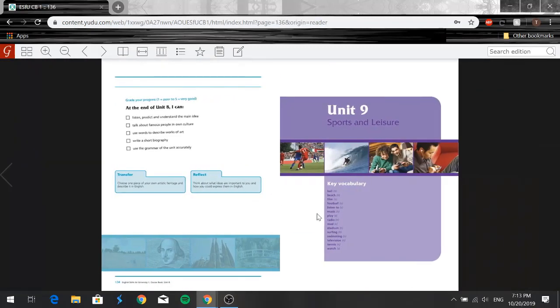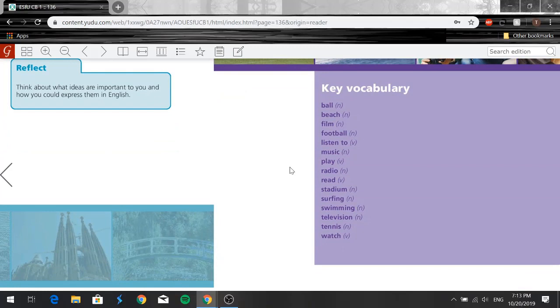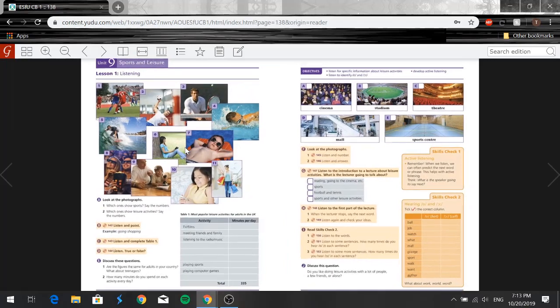So as always, we start with the key vocabulary, which is not much today, and then we'll move on to listening. So here we have ball, beach, film, football, listen to, music, play, radio, read, stadium, surfing, swimming, television, tennis, watch. Okay, now let's go to listening.